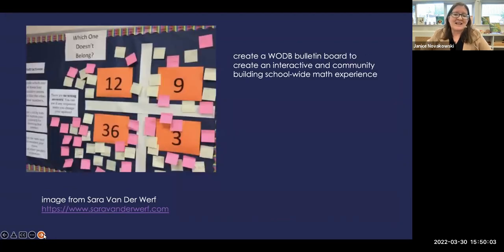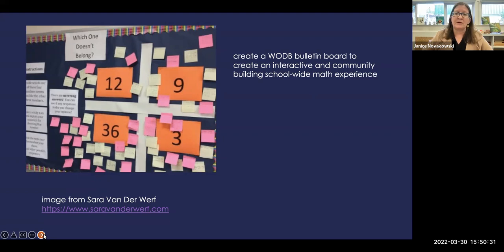And then this is just an example from Sarah Vanderworf, who has a great website for those of you that are intermediate and secondary teachers. But she did a school bulletin board where she put up some different WODBs. She just changed out the numbers or the shapes each week. And then there was a little pocket with Post-it notes, and then students had to write their reasons why they thought that one, which particular number, didn't belong. So it became an interactive experience.